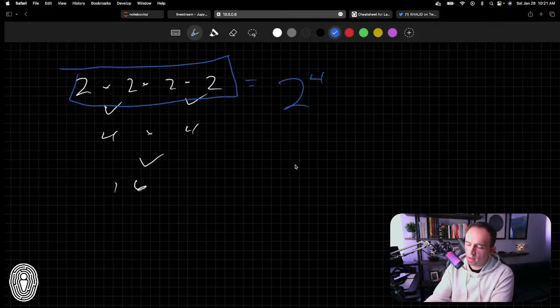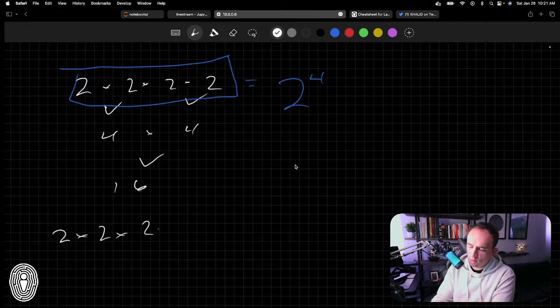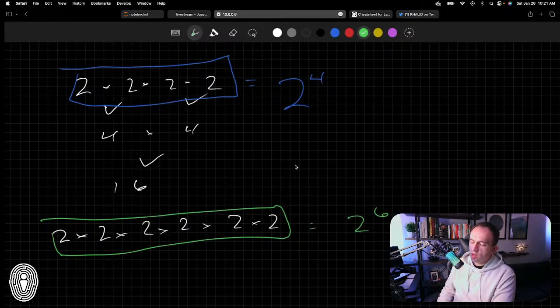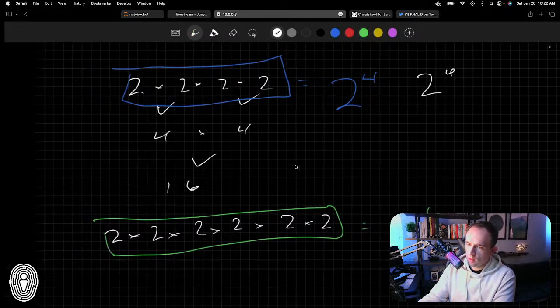So if we had, I don't know, 2 times 2 times 2 times 2 times 2 times 2, how many 2s is that? 1, 2, 3, 4, 5, 6. So this right here is the same as 2 to the 6th power. I hope that makes sense. Now we have 2 to the 4th power and 2 to the 6th power.